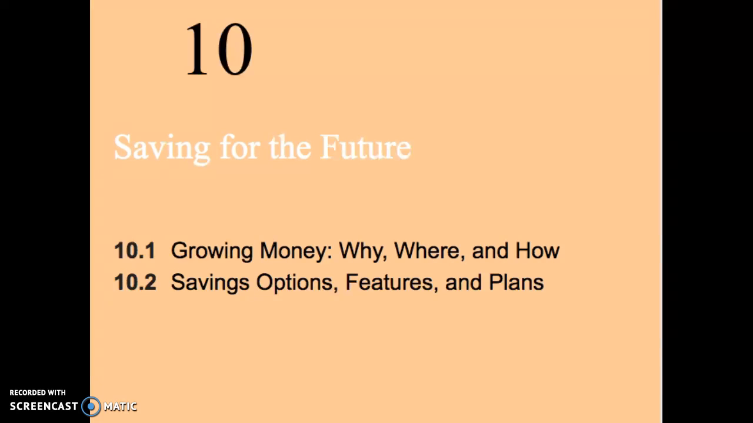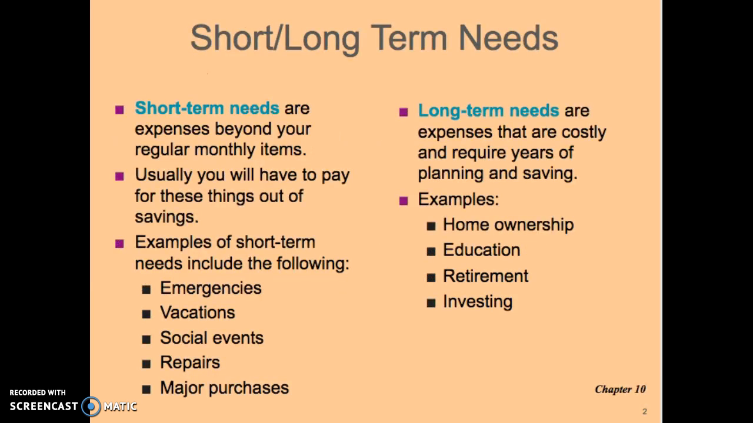Okay, folks, this is the last chapter for the Unit 2 review, and we're going to talk about savings for the future, starting with the why, the where, and the how, and then savings options, features, and plans. So the slide that I have here on needs would fall under the why category.